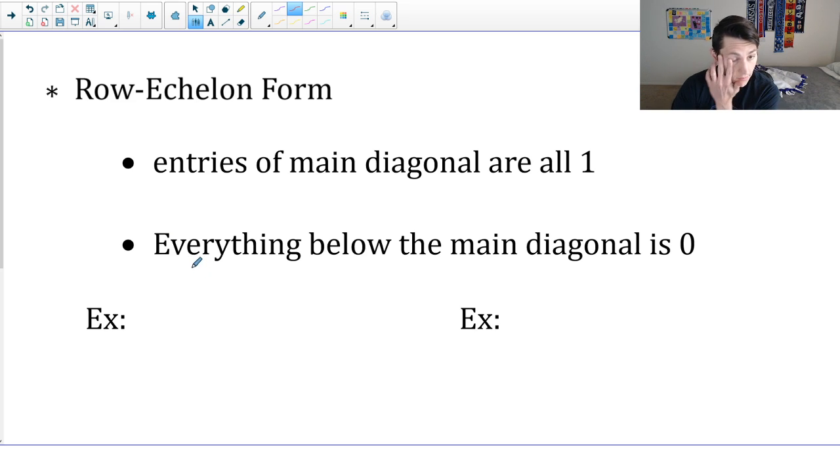All right, so we have a couple forms to talk about. So first of all, we have row echelon form. Now there's kind of a lot of details with these definitions, but I'm going to simplify them down a little bit. Row echelon form is when the entries in the main diagonal are all 1, at least for the matrices that we talk about. Entries in the main diagonal are all 1. Everything below the main diagonal is 0. So what does that mean? Let me show you.